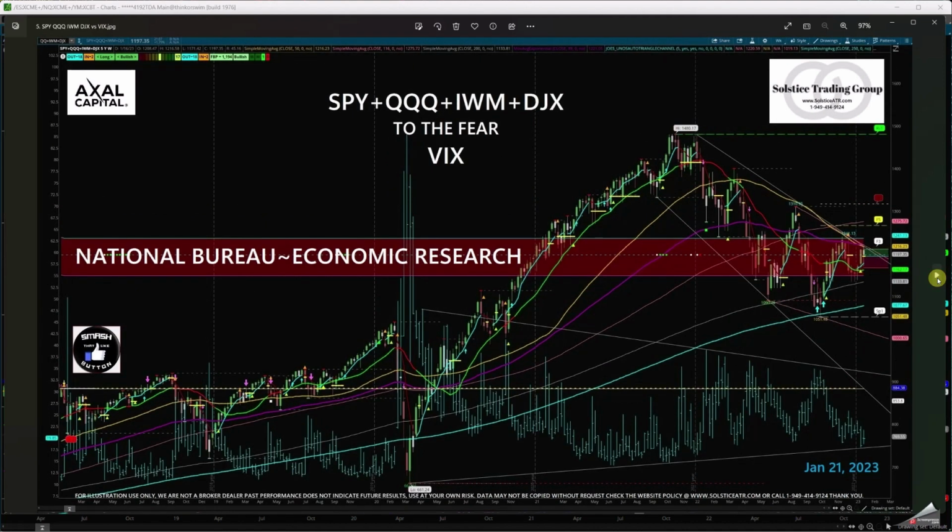Here I put the SPY, the NASDAQ 100, the QQQ, the IWM, and the Dow Jones Industrial in relationship to the VIX. We can see where we rallied. That was the November high. Then we had the December. Then we had the January, which didn't make the high on the combination of the four in relationship to the VIX.